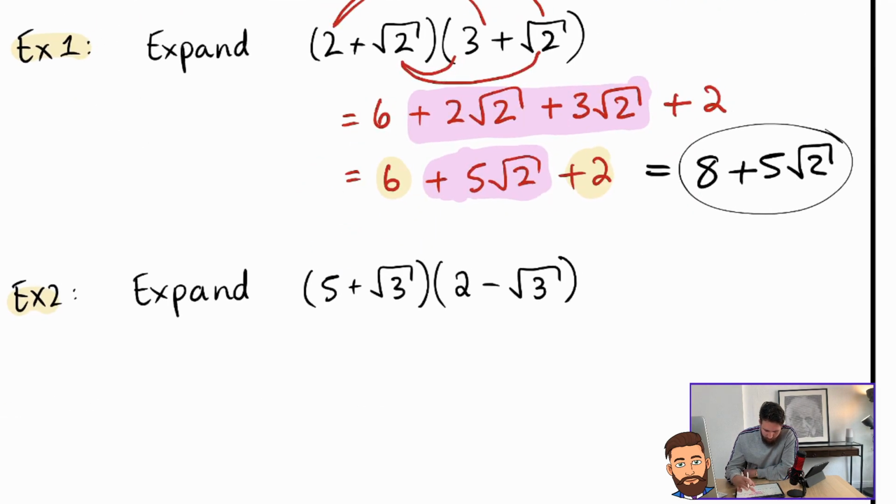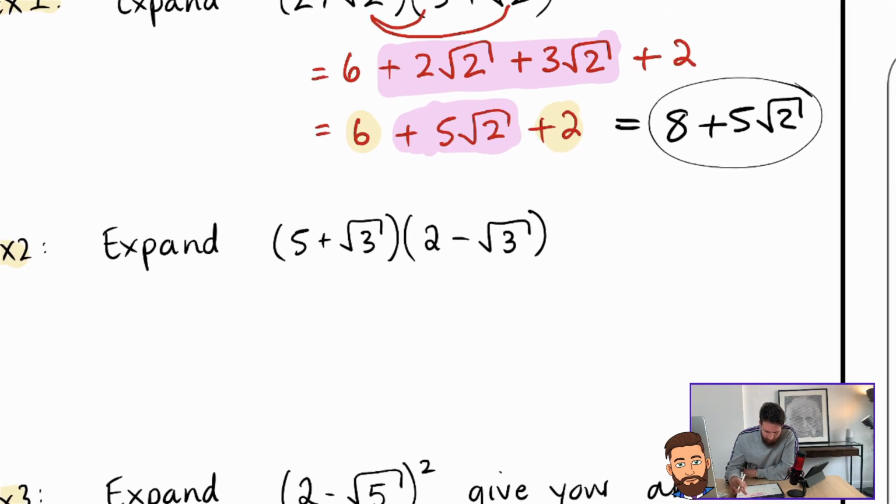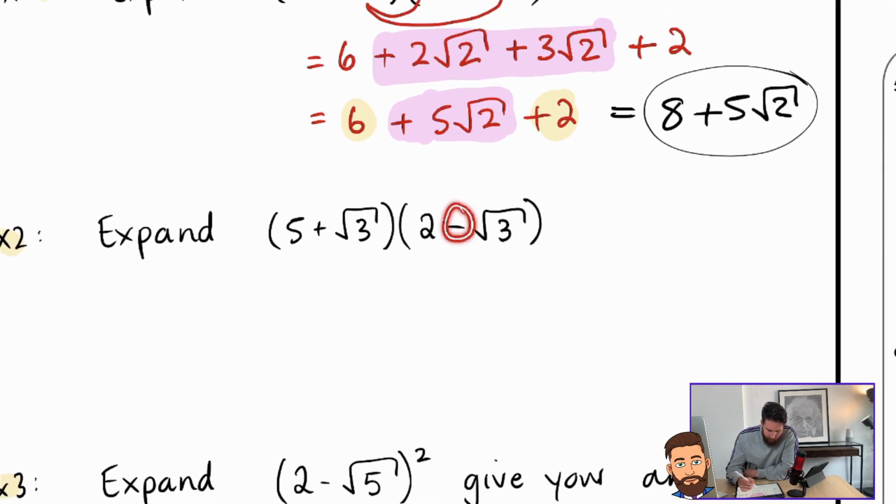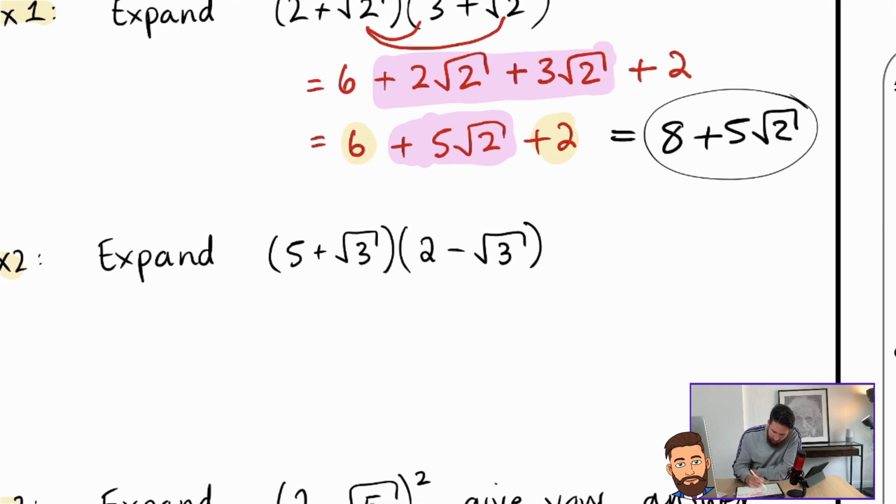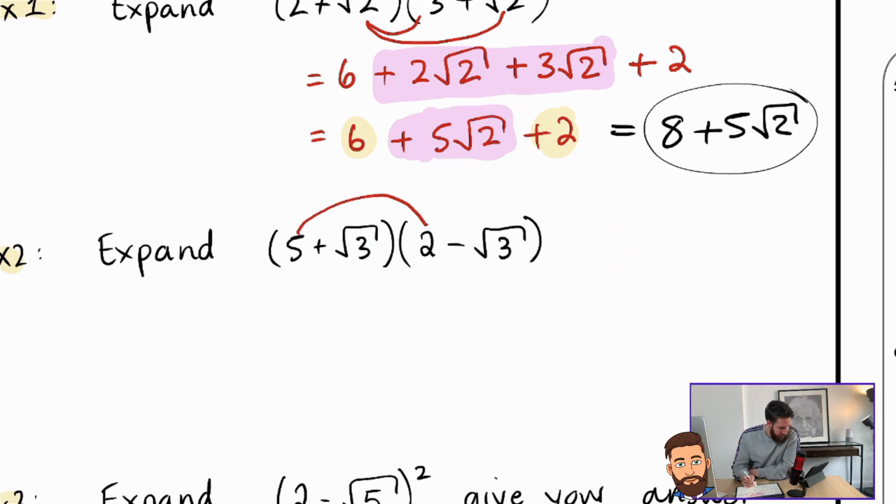So moving on to the next one. Very, very similar. We just have a negative, so we have to be careful. Remember, that negative is not floating. It is attached to this 3, or root 3. That is minus root 3, it is attached. So when we go through and expand out, we just have to be careful. We're going to do 5 times 2 is 10.